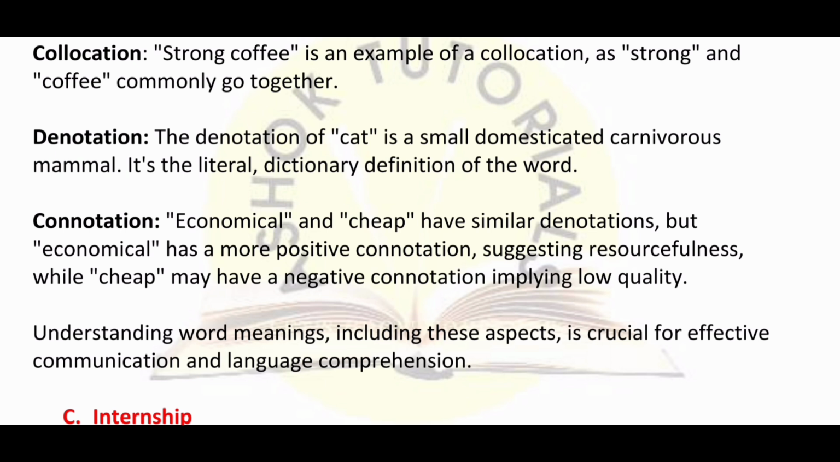Now denotation. The denotation of cat is a small domesticated carnivorous mammal. It is the literal dictionary meaning of the word. Now denotation means it is the literal meaning. Suppose I say tree, and when I go to find the definition of a tree in a dictionary, I will find that it is a living structure where branches are there, seeds are there, bark is there, stem is there, leaves are there, flowers are there. These are the definitions I'm going to see in the dictionary. So denotation means the dictionary literal meaning, right? Understand that. Literally the dictionary meaning, right?